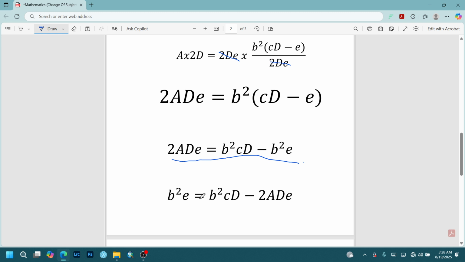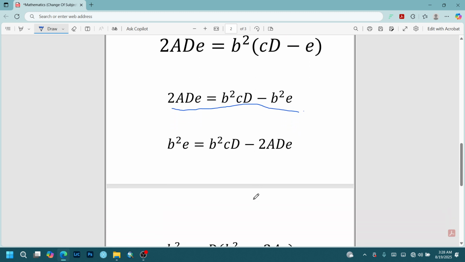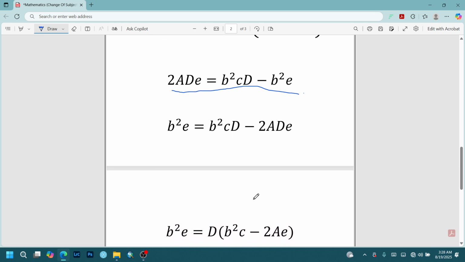on our right hand side, you could see that the common factor here is d, right? So we have to factor out d, because b square cd minus 2ade both have d. So that's a common factor. So when we factor out d, we are going to have our new equation to be b square e equals, now we used to have b square cd, right?